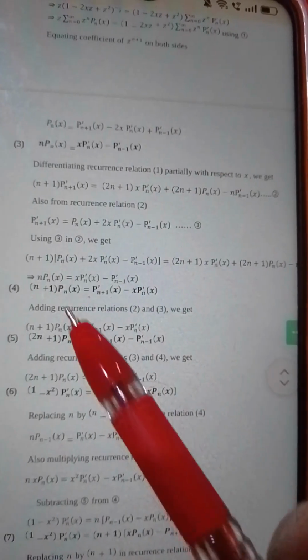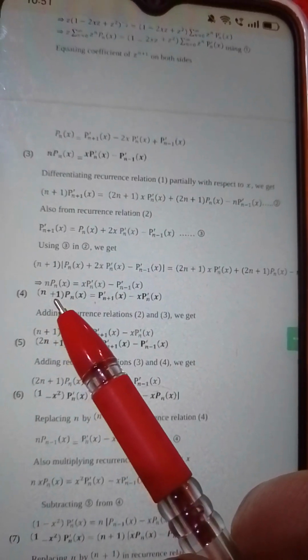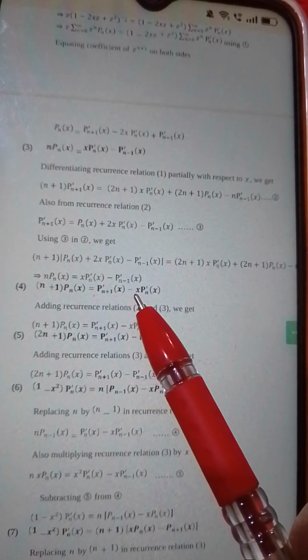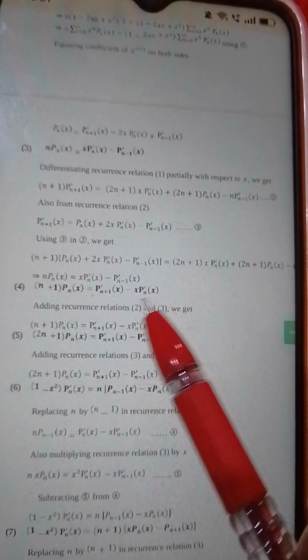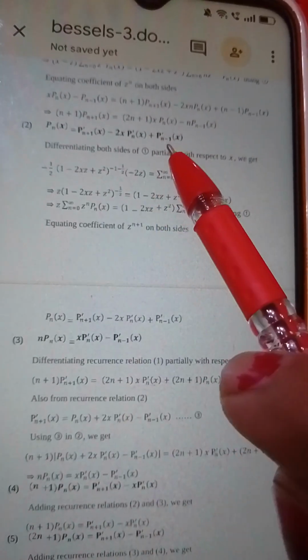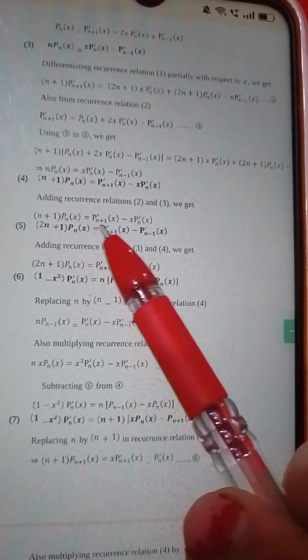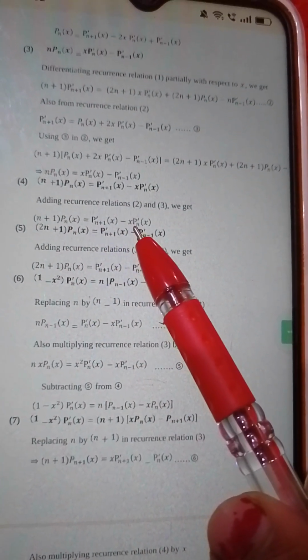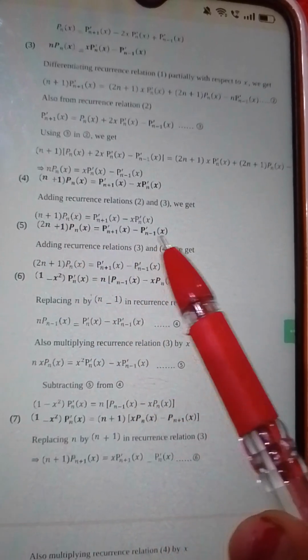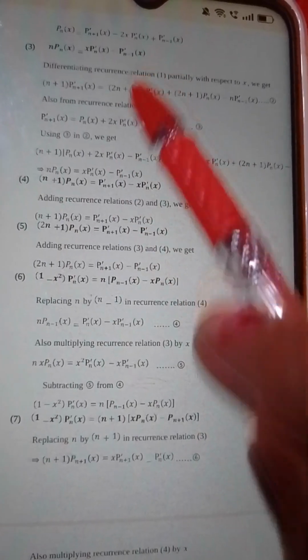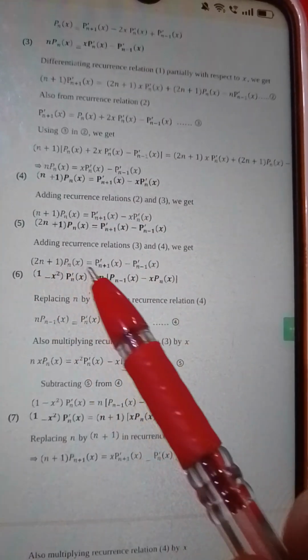Now, fourth recurrence relation, n plus 1 p n x equals p dash n plus 1 x minus x p dash n x. Adding recurrence 2 and 3. This is our third recurrence and this is our second recurrence. Adding these two recurrences, we will get our fourth recurrence. Now fifth recurrence, this is our fifth recurrence formula. Adding 3 and 4, we will add third and fourth recurrence, we will get our fifth recurrence.